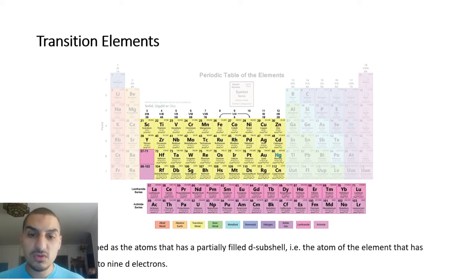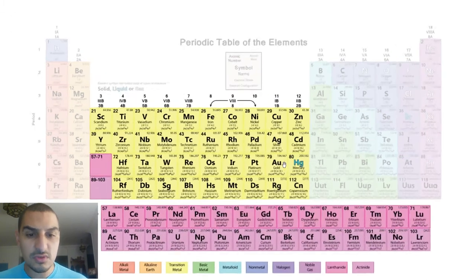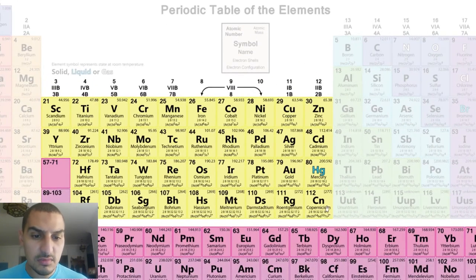So when we talk about the transition elements, we mean the elements that have a partially filled d subshell. That's why this definition is important, because sometimes people do not consider the elements of this column, like zinc, cadmium, and mercury, as transition elements, because they have a filled d subshell. It's not partially filled, it's a totally filled subshell.